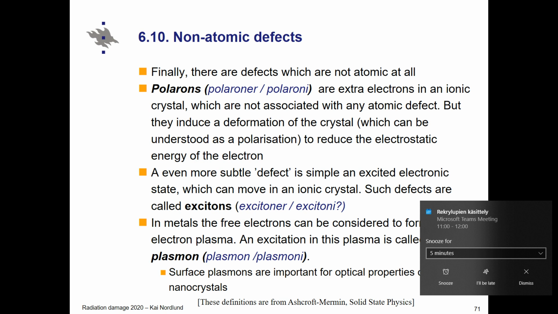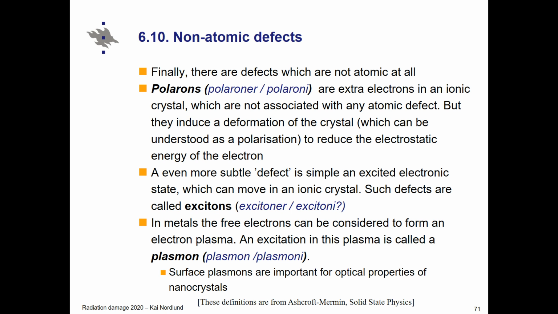And then finally, there are defects which are not atomic at all. So we have polarons, which are extra electrons in an ionic crystal which are not associated with any atomic defect. We already mentioned that extra electrons can be associated with, for instance, the F center, but it's possible in highly insulating crystals to also have electrons or holes which are not associated with any defect, but they can be experimentally measurable because they modify the polarization effects of the material.